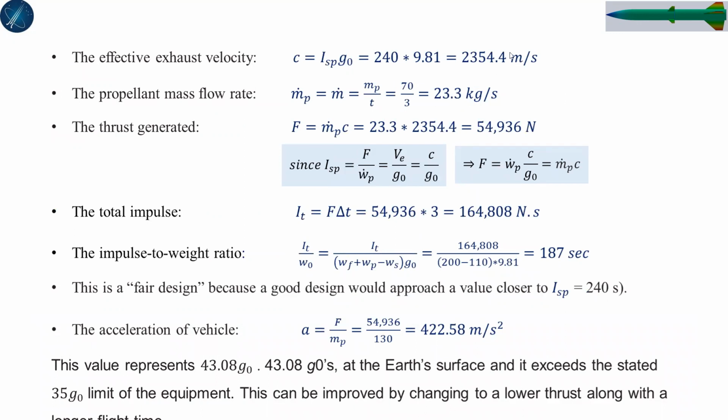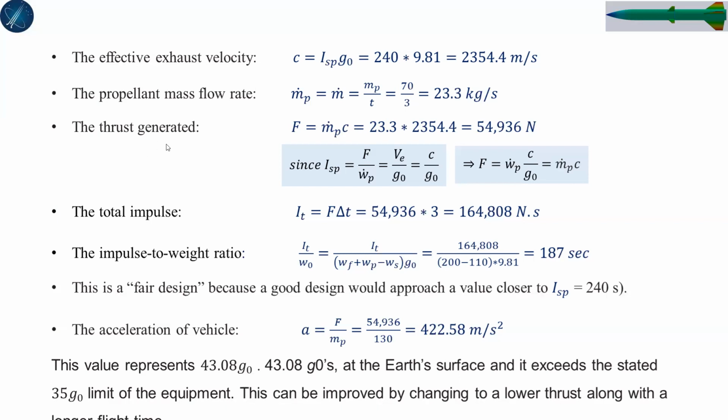G naught, and then the propellant mass flow rate, MP dot, which is the mass flow rate. Simply we call it mass flow rate, but it is a propellant mass flow rate. Why? Because the consumable mass in the whole rocket system is the propellant. Others are constant. So whatever the change in mass happens, it is there because of the amount of propellant consumed. So that M dot means MP in our case. So MP dot is equal to MP divided by T, which gives you 23.3 kilogram per second.